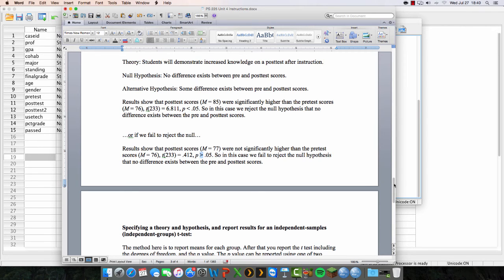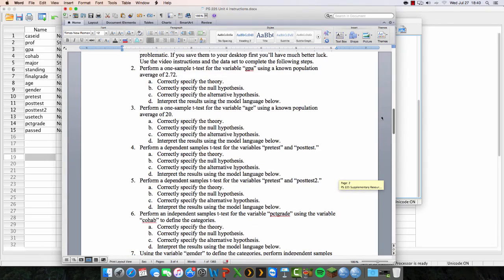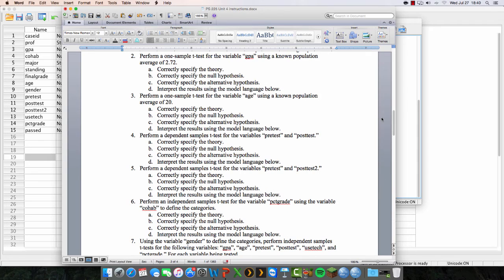All right. Scrolling back up. So that's number 4. You can do number 5 on your own, and that's just the same as this, except you use post-test 2 instead of the regular post-test variable.